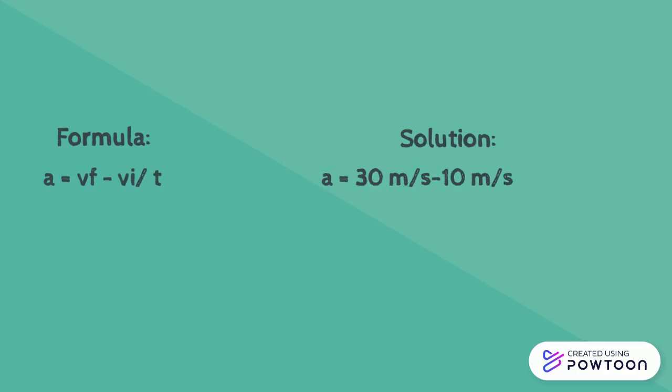To compute the acceleration, we must use the formula a equals final velocity minus initial velocity over time, and the solution would become a equals 30 meters per second minus 10 meters per second over time, which is 15 seconds, and the answer would become 1.33 meters per second squared.